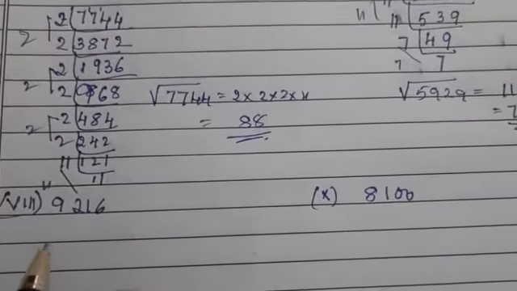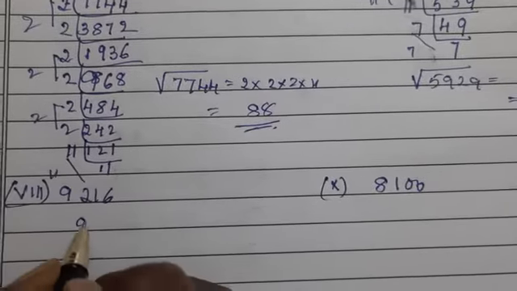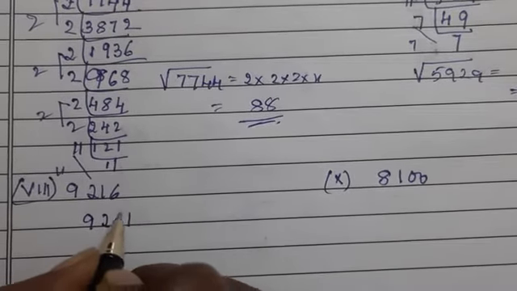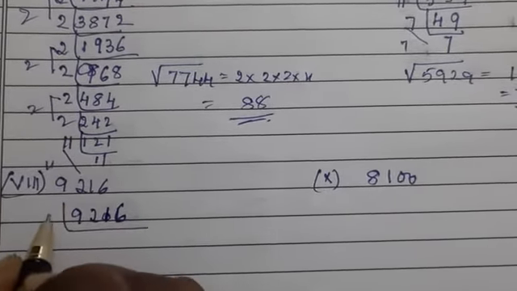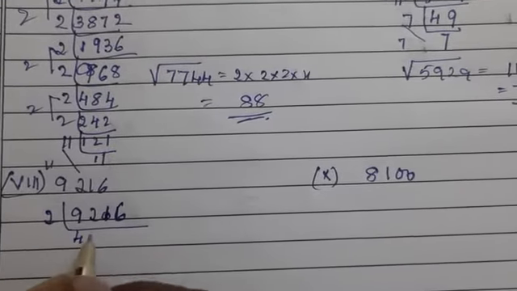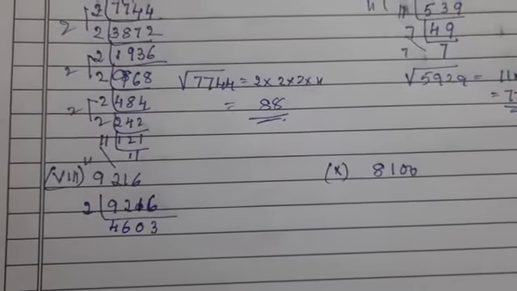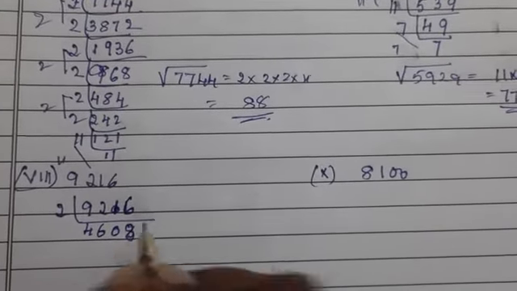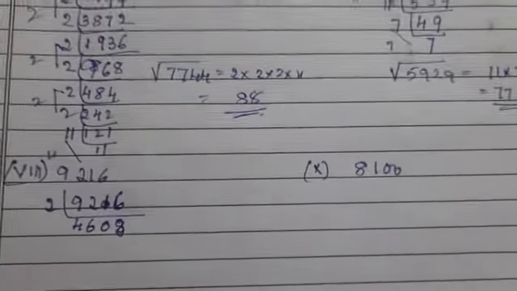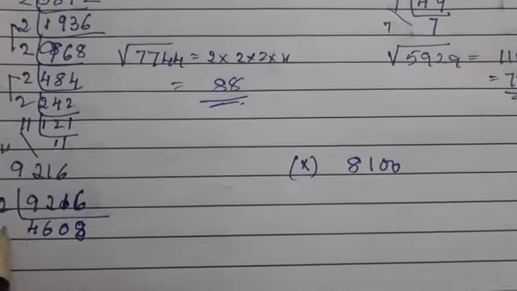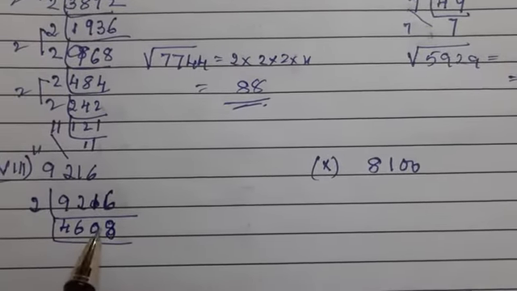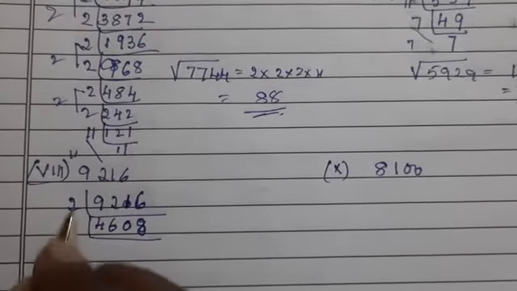Next. Very important, I'll show with this 92016. 2 4s are 8, 2 6s are 12. 1 doesn't go. So 0, 2 3s are 6. 2 8s are 16. Okay. So if the number doesn't divide, you have to put 0. If you don't put 0 over here, then the whole sum goes wrong.